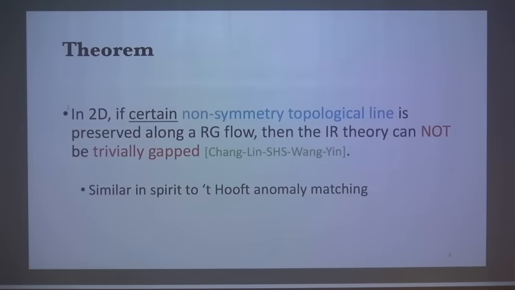This is similar in spirit to 't Hooft anomaly matching. Typically, if you have an anomaly for a global symmetry in the UV, then in the IR, the theory cannot be trivial because it has to match the anomaly in the UV. But in this case, we don't have any global symmetry. Instead, what we have is a non-symmetry defect in the UV, which is preserved along the flow.